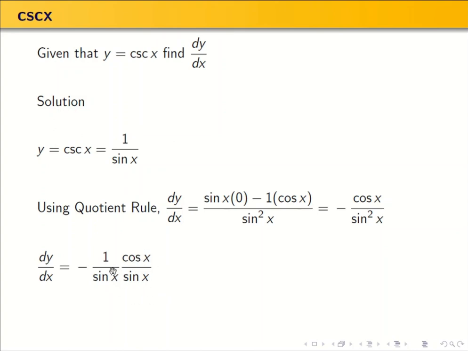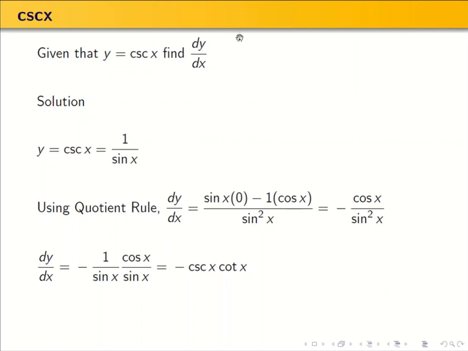Okay. Now, what is 1 over sine x? Is what? Cosec x. What is this? Cos x over sine x is what? Cotangent of x, that is cot x. And this will give me minus cosec x cot x. So know that whenever you differentiate tan x, you get sec squared x. Whenever you differentiate sec x, you get sec x tan x. Whenever you differentiate cot x, you get what? Minus cosec squared x. Whenever you differentiate cosec x, you get what? Minus cosec x cot x. Know how they are related.